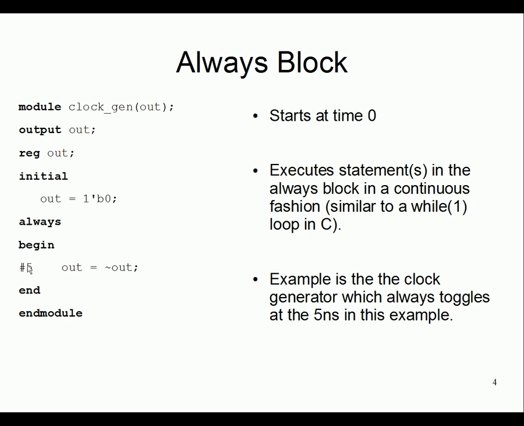That means each 5 nanoseconds, so 5 nanoseconds, 10 nanoseconds, 15 nanoseconds, 20 nanoseconds, and so forth, the value of out will be the not of itself. It means 0 will become 1, then 1 will become 0, 0 will become 1. So essentially this becomes a clock generation. If you look at the project's clock generator, exactly this kind of code is there. Okay, so that's the always block.